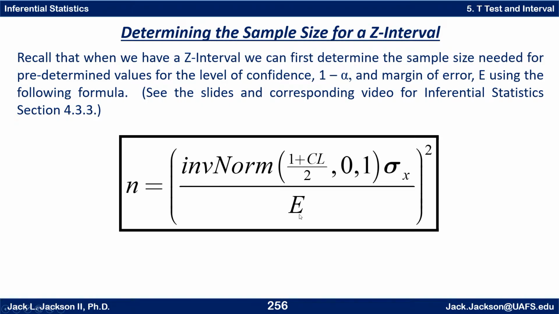It's the same formula used to find the margin of error to compute a confidence interval for a z-interval, except it's now solved for n instead of e. So we get n on this side by itself, and the formula is inverse norm of 1 plus confidence level divided by 2, 0, 1, so a standard inverse normal, times the population standard deviation, sigma of x's, or just sigma, divided by the margin of error e, and then square the whole thing. Remember that we always round up to a whole number, never round down.